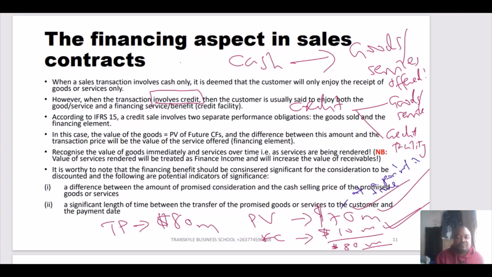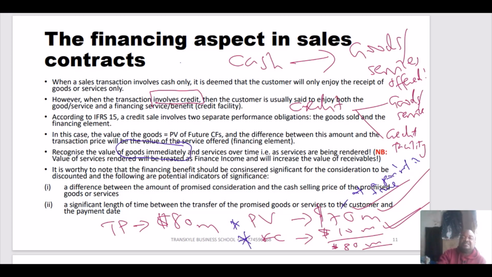Okay, all right. I was saying the recognition criteria of the two items here, the present value of the price of the goods and the finance income, are going to be different. The present value of the goods, this price, the 70 million, is going to be recognized at a point in time, that is immediately. The value of the goods is going to be recognized immediately.